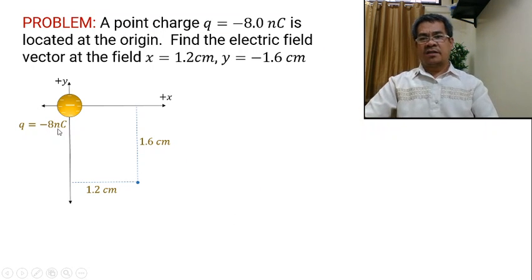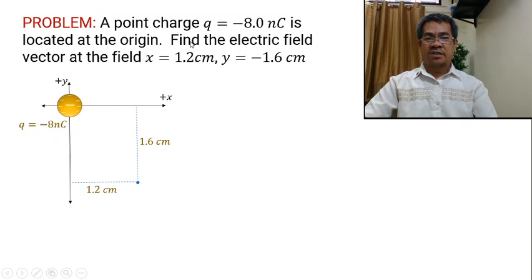So suppose we are given a charge of negative 8 nanocoulomb at the origin of the Cartesian plane, and we are looking for how much is the electric field at the point in the fourth quadrant whose abscissa is 1.8 and whose ordinate is 1.6. So this is in the fourth quadrant. How much is the electric field and what is the direction?